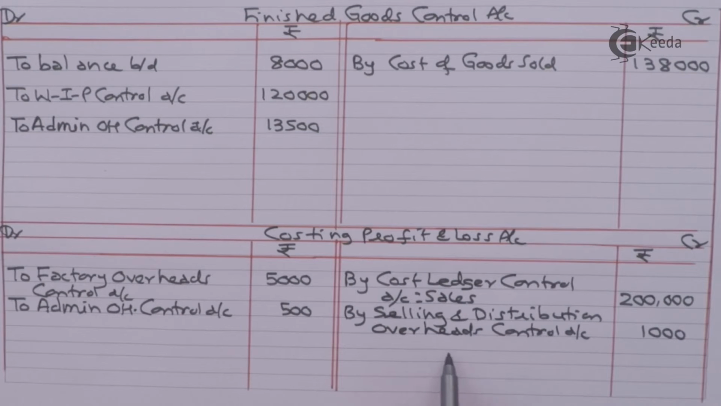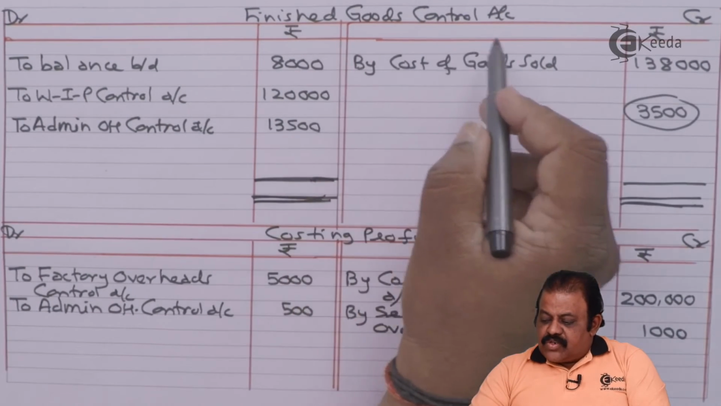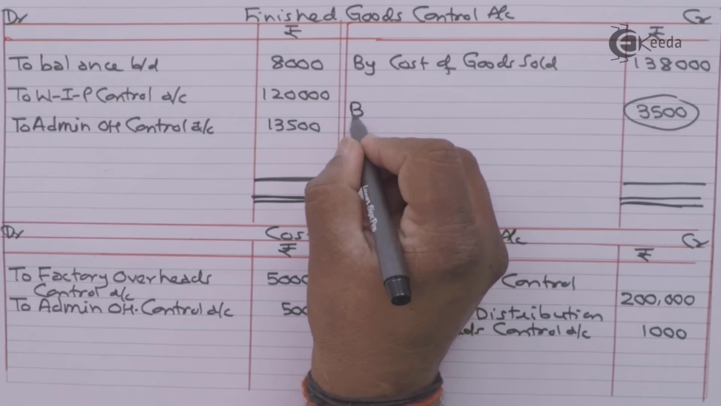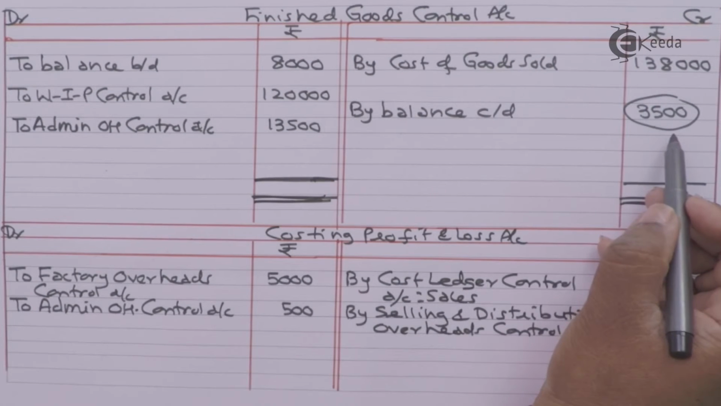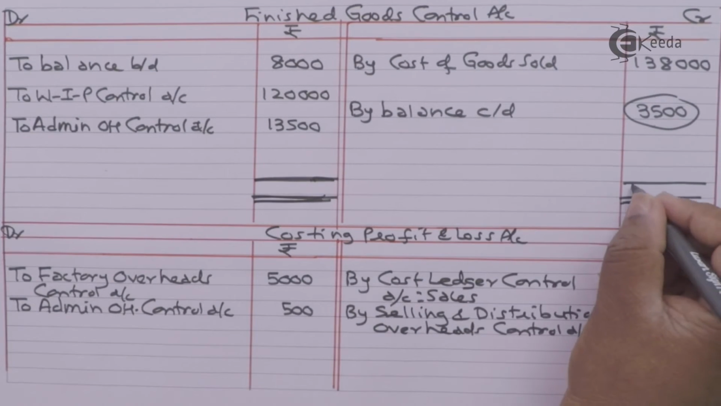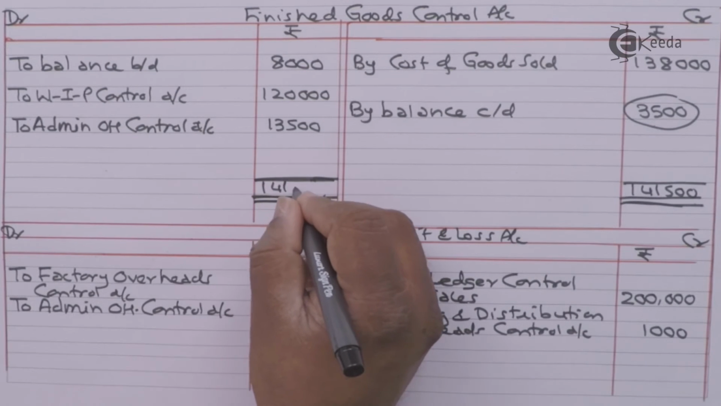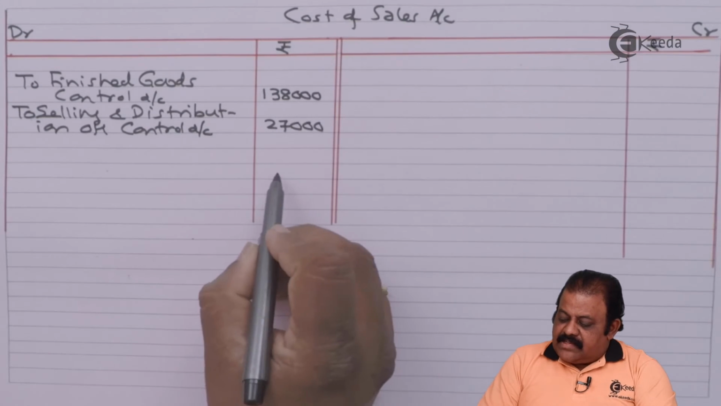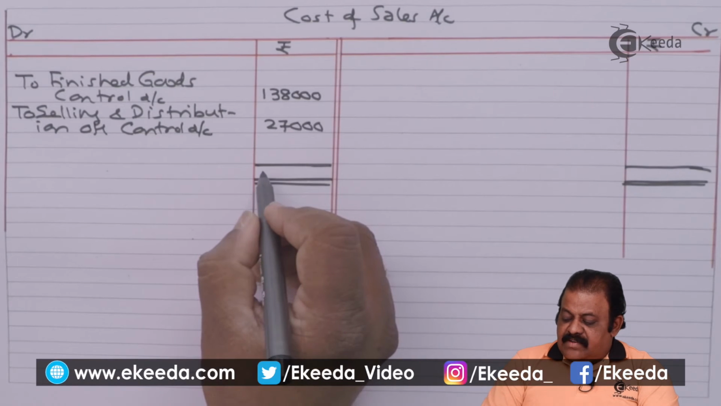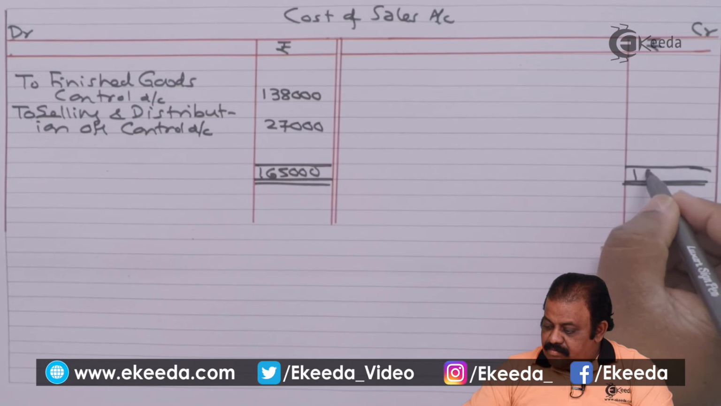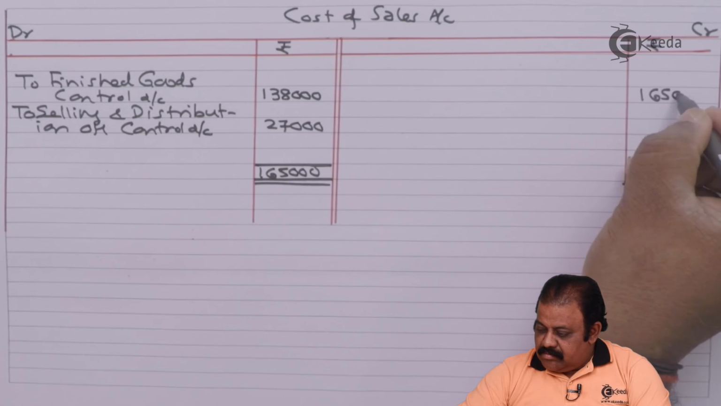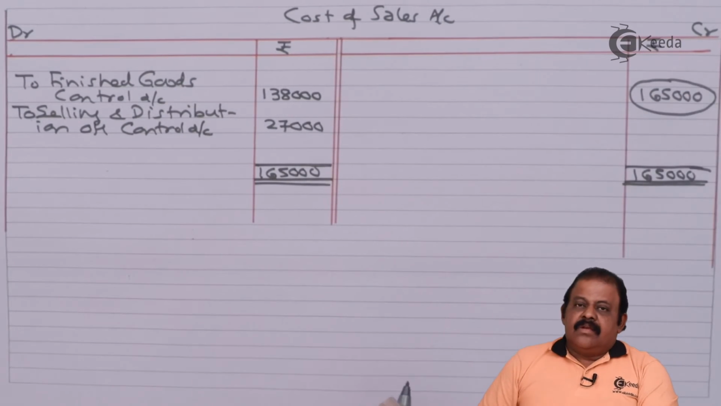By selling and distribution overheads control account, rupees 1,000. Closing balance of finished goods, 3,500. This will be transferred to trial balance. Cost of sales account, 1,38,000 plus 27,000, 1,65,000. This amount will be transferred to costing profit and loss account.